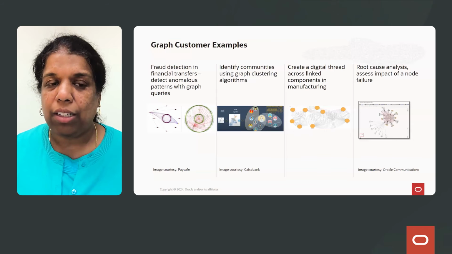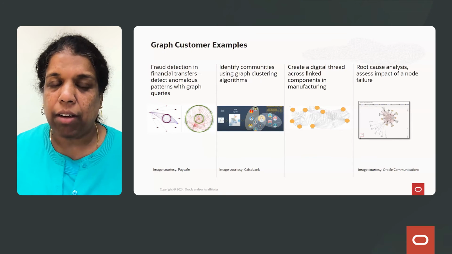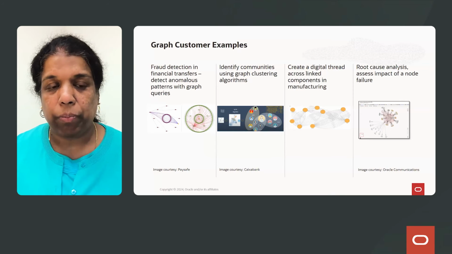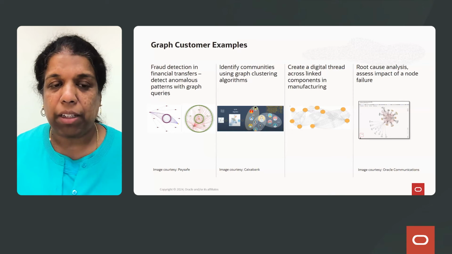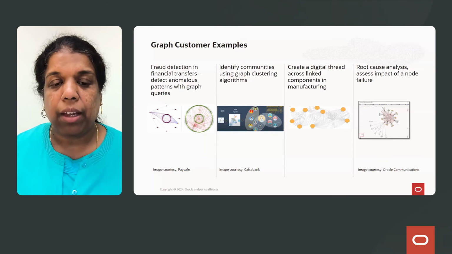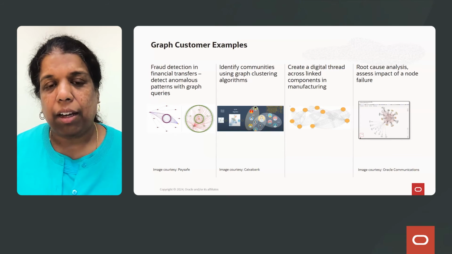Like, why are all these intermediate accounts being used to funnel money from one account to another? Maybe they're trying to hide something, or maybe just looking to get around maximum transferable limits and so on.